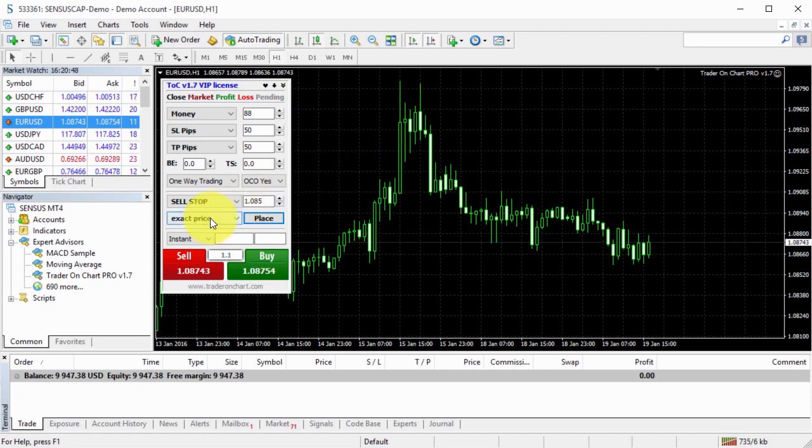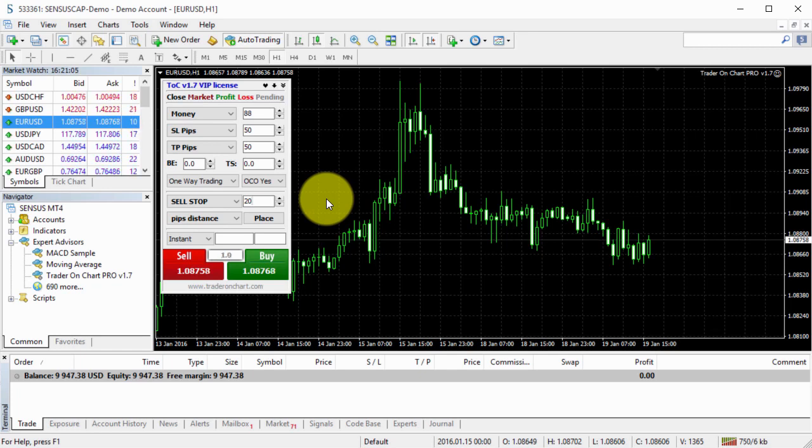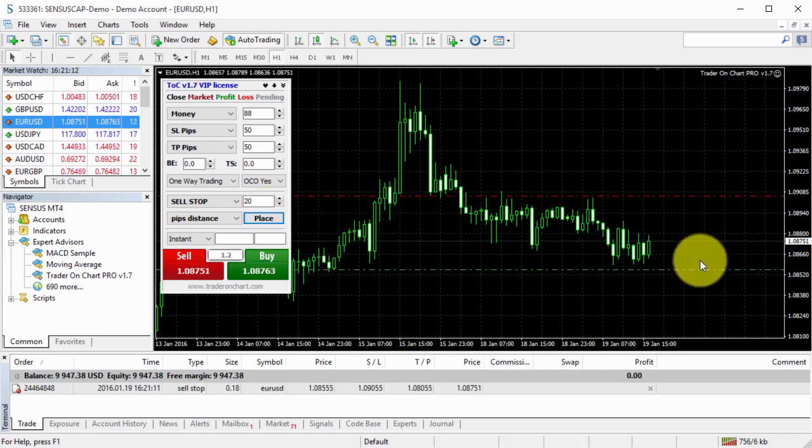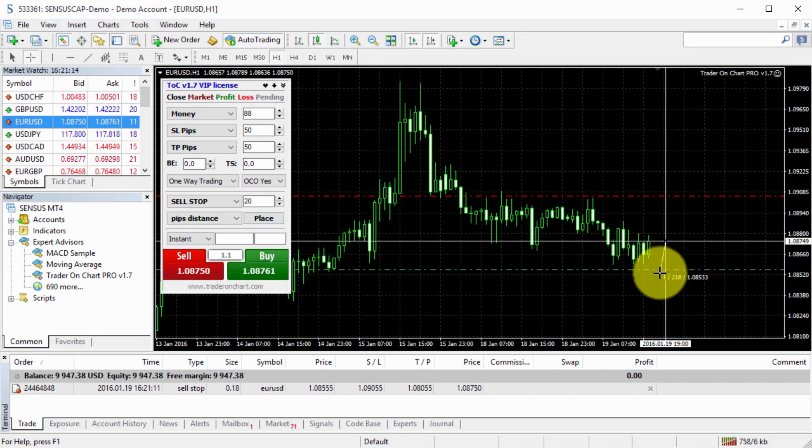Another cool thing about this app is that I can use pips distance. So let's say I want a sell stop order placed at a 20 pips distance from my current market price. So I click the place button, and 20 pips below it places my sell stop.